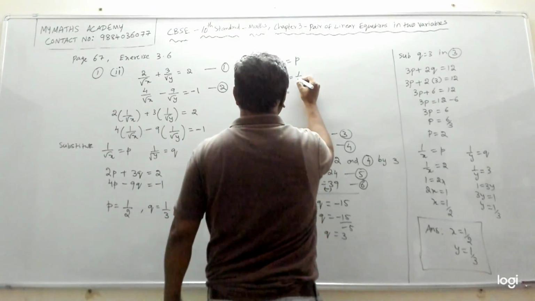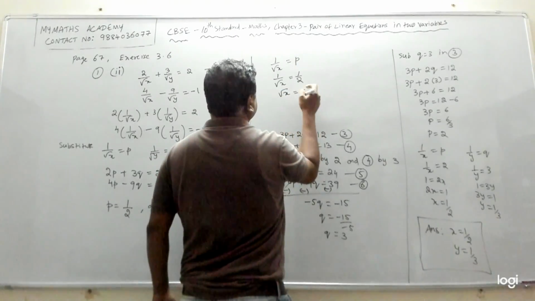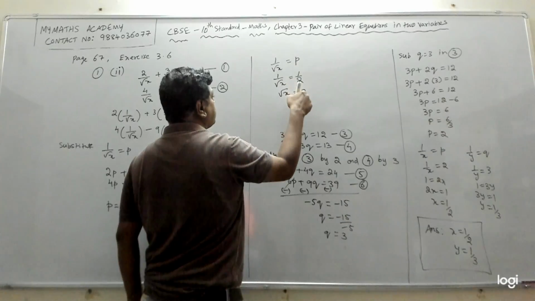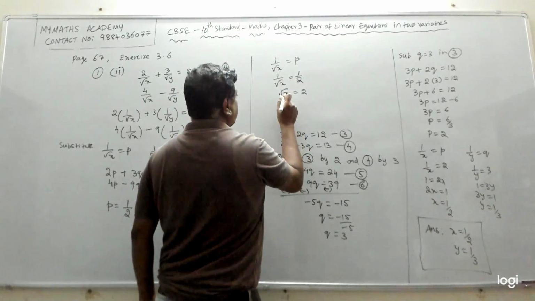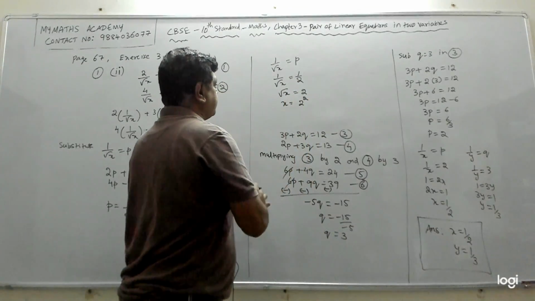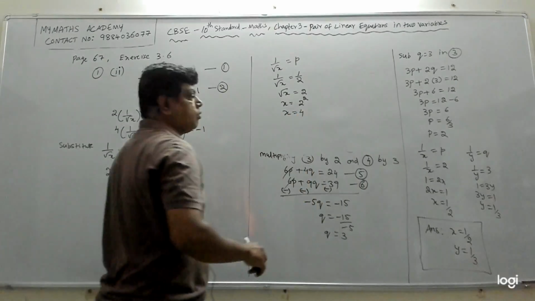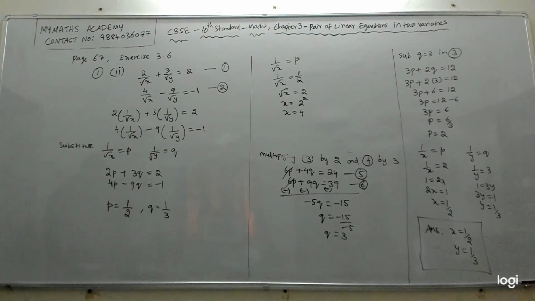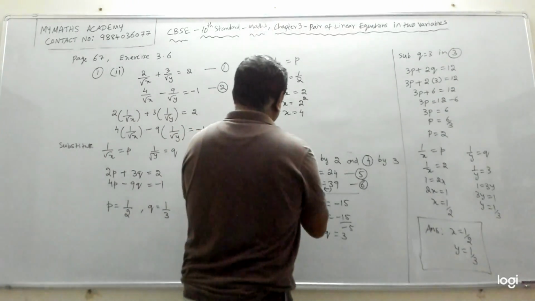So this will become 1 by 2. So root x will become 2. If you cross multiply, 2 into 1 is 2, root x into 1 is root x. When root x is 2, so x becomes the square, root goes this side, it will become 2 square. So your x becomes 4. What is the value of x? Your x becomes 4.